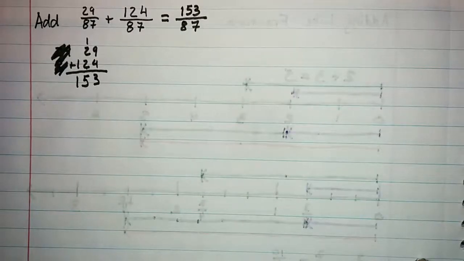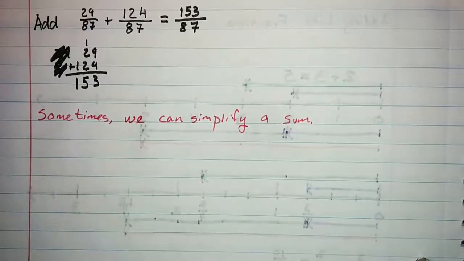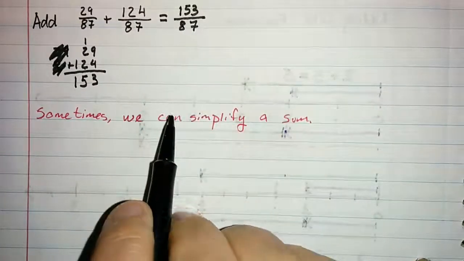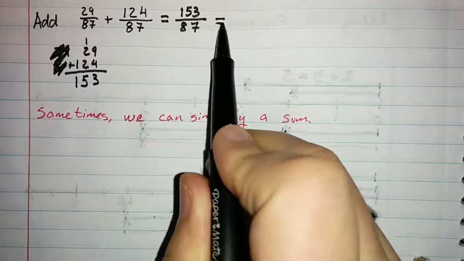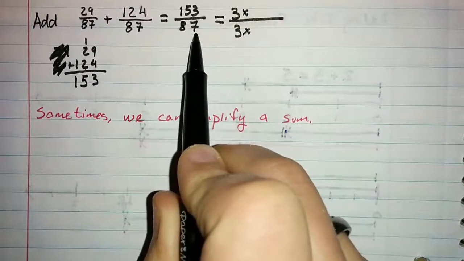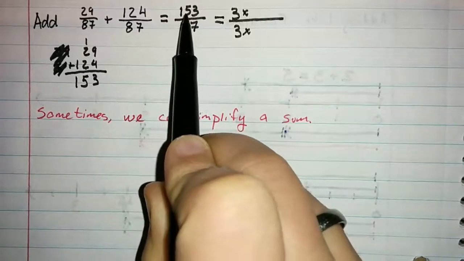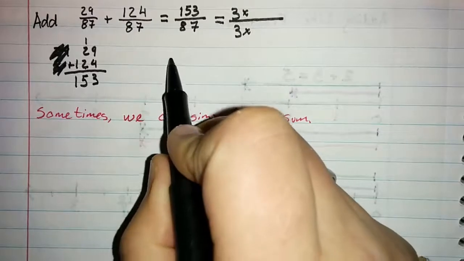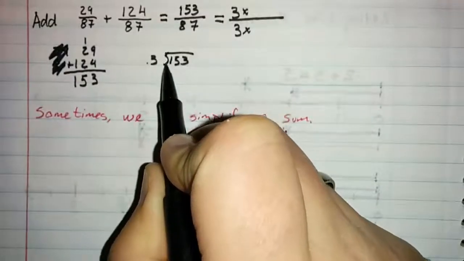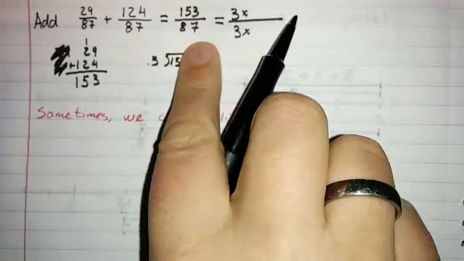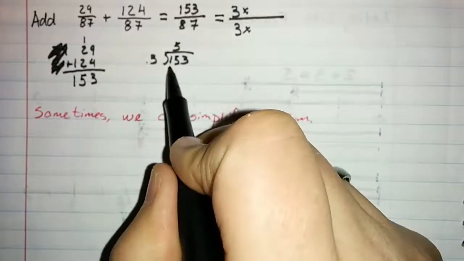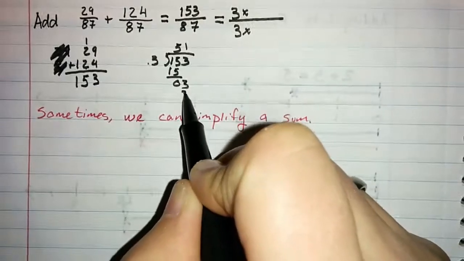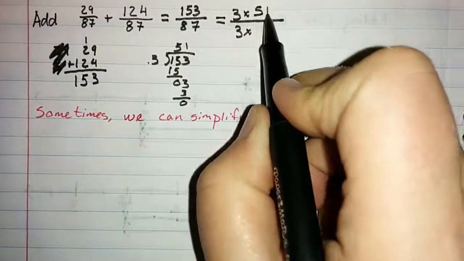Also notice, sometimes we can simplify a sum. After a little bit of thought, I noticed that 153 and 87 are both multiples of 3. 8 plus 7 is 15, a multiple of 3. 1 plus 5 plus 3 is 9, also a multiple of 3. I can do that division. 3 goes into 153. 3 goes into 15 5 times. 3 goes into 3 once. So we'll have 3 times 51.